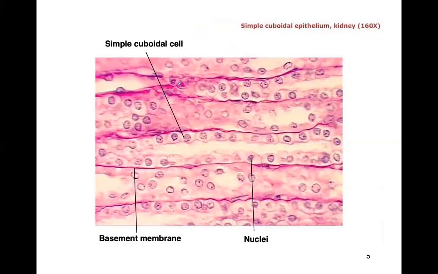Okay, let's look at this one. Again, here is a lumen. And here's a lumen. This is the space. And here's a lumen. So what we're doing, and this is of the kidney, we're looking at these cells that come into contact with the lumen. And we see that it is only one cell layer thick, and they're squares. They're cube shaped. So it's simple cuboidal epithelium.